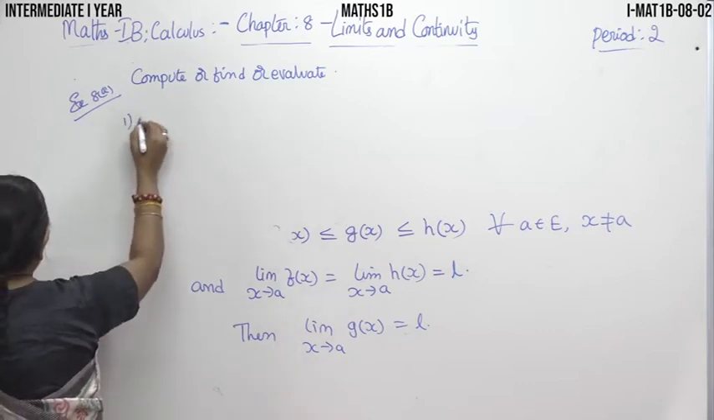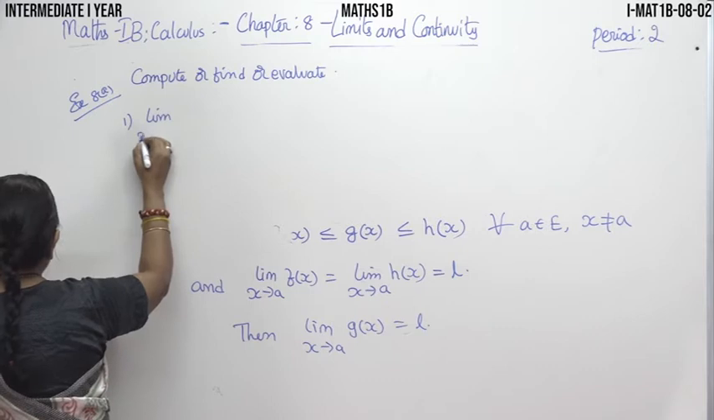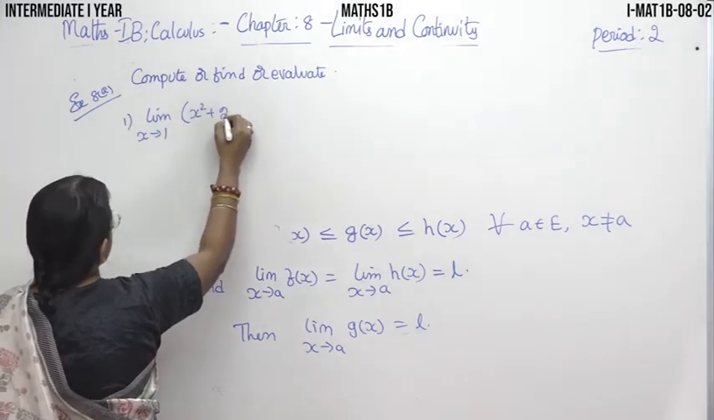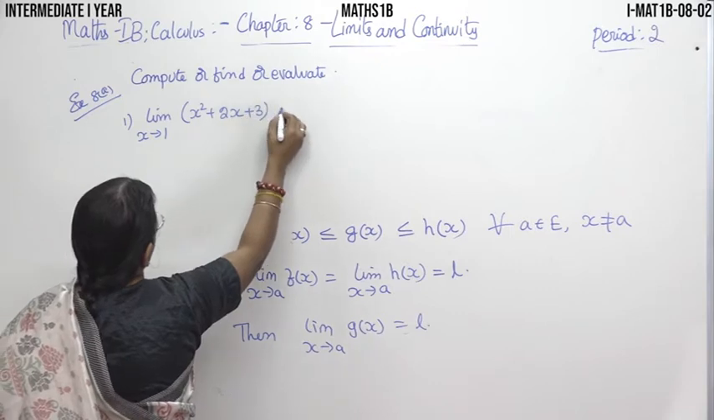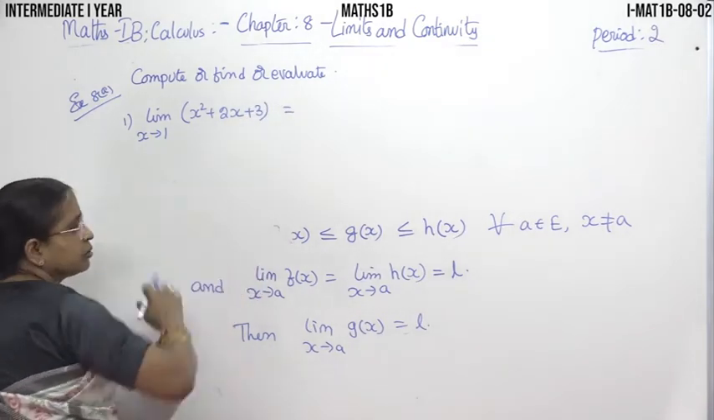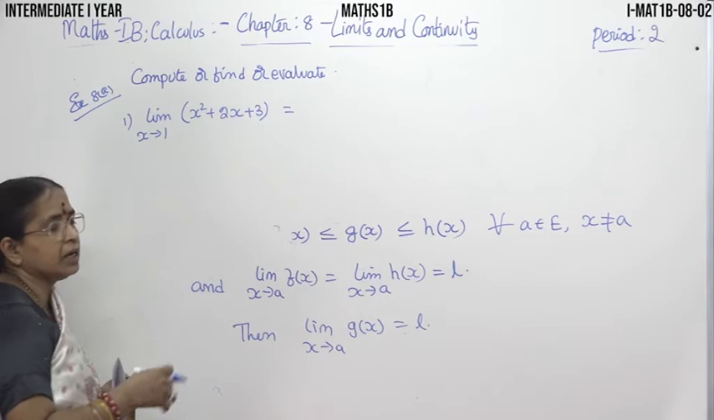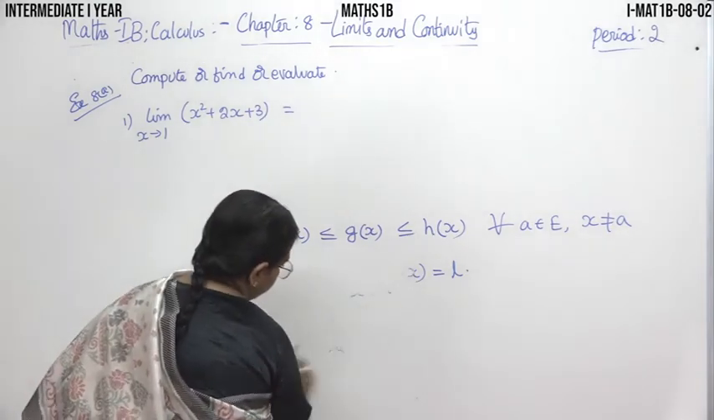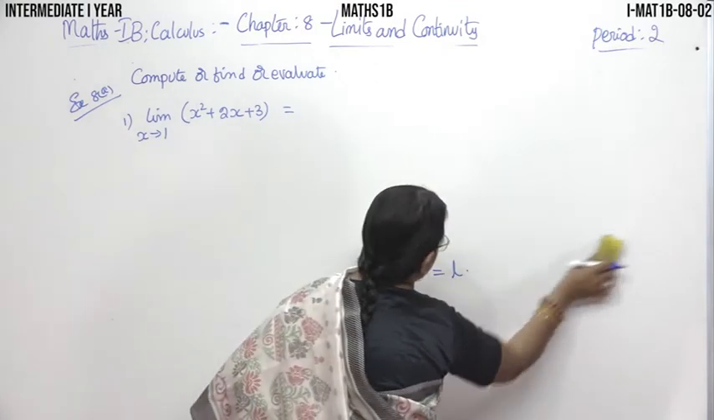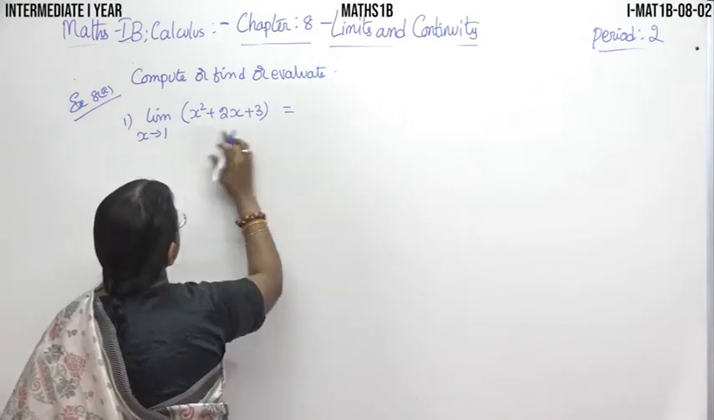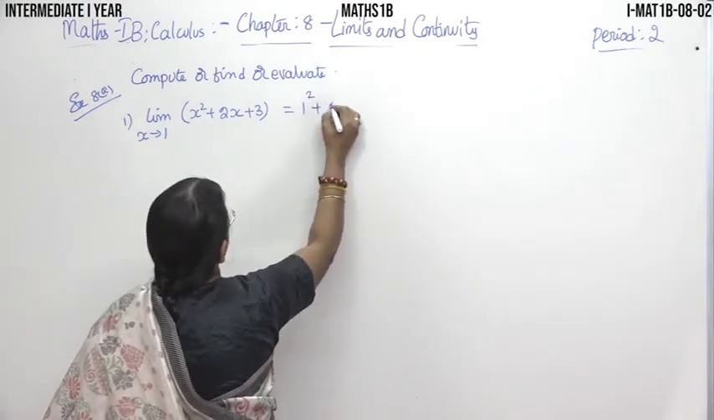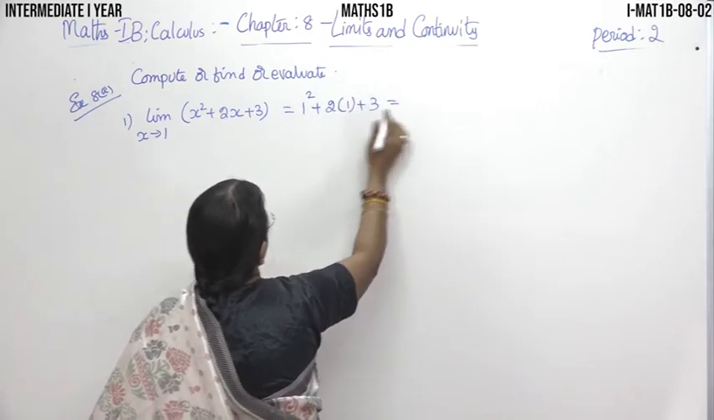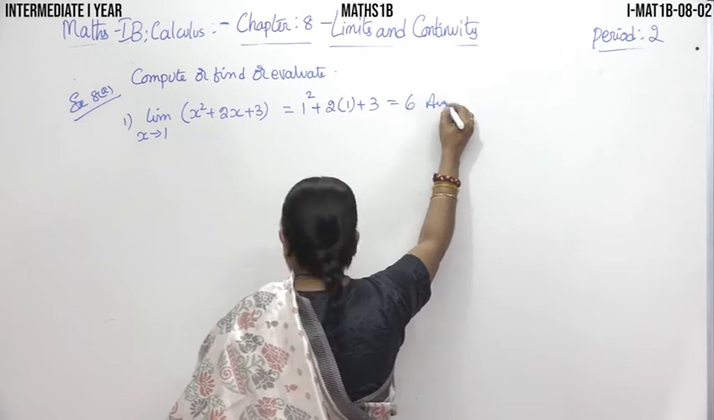First problem, suppose I have limit x tending to 1 of x square plus 2x plus 3. So you will just substitute 1. We will not be using any delta neighborhood, deleted neighborhood, all that. So we just substitute x is equal to 1 in this. So it is 1 square plus 2 into 1 plus 3. That's all. 3, 4, 5, 6. 6 is the answer. So like this we do.